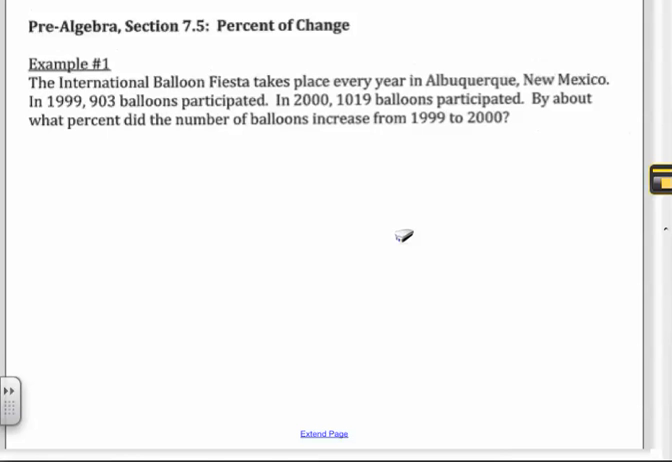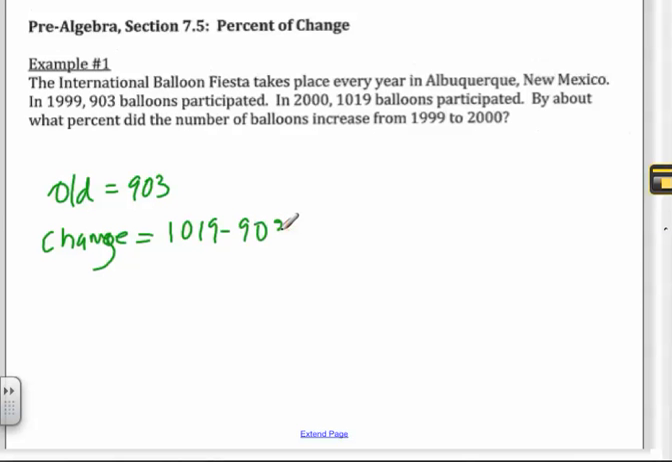Now let me ask you this. What's the old number? Raise your hand. Thanks, Miles. What is it? 903, right? That's the old number. How much is the amount of change? I'm going to say here, old equals 903. Change is equal to 1019 minus 903. Is that 116? Is that right?